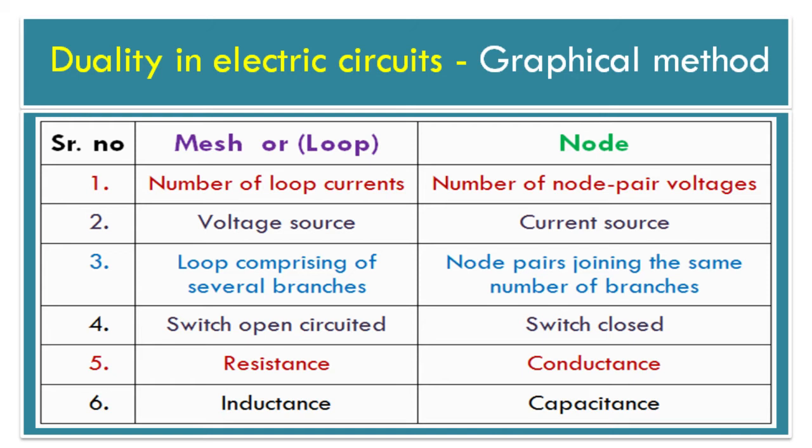Let's see some dual conversions in mesh and node equations. Point 1. Number of loop currents are duals of number of node pair voltages. Point 2. Voltage source is a dual of current source. Point 3. A loop comprising several branches is a dual of node pairs joining the same number of branches. Point 4. If a switch is open circuited, its dual switch must be closed. Point 5. Resistance is a dual of conductance. And point 6. Inductance is a dual of capacitance.